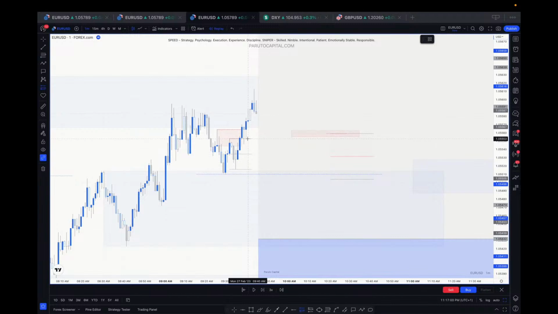Or at the distal, depending on what you call it, or even at this point here where price sort of took out this high. So you can decide to actually enter there. But just for the purposes of this, let's just put our entry here.